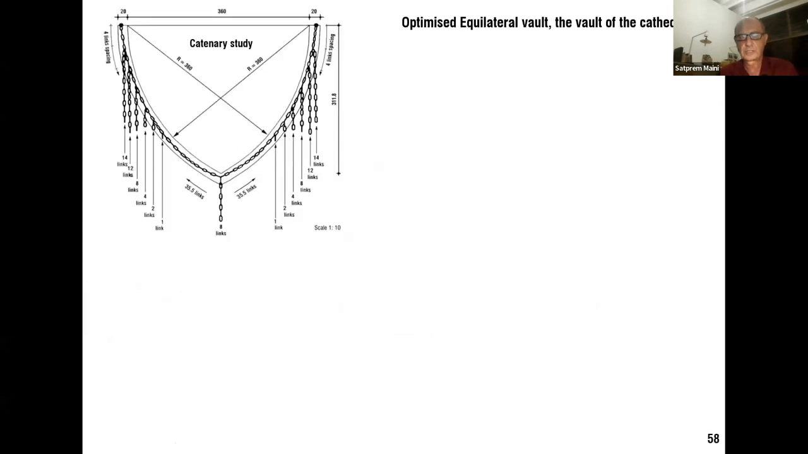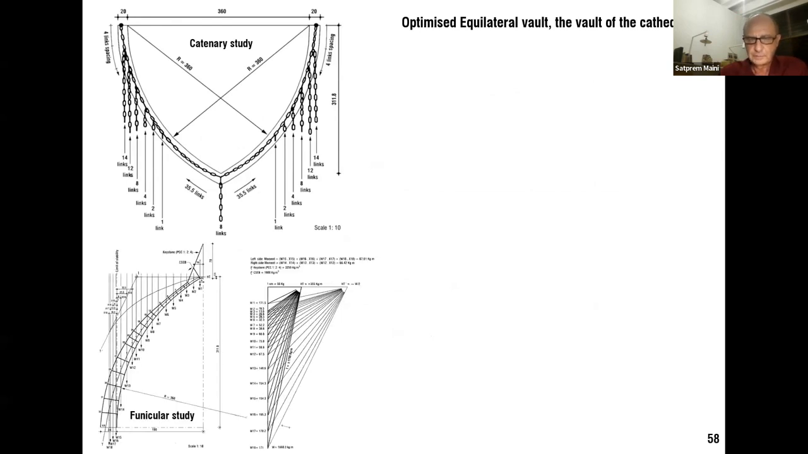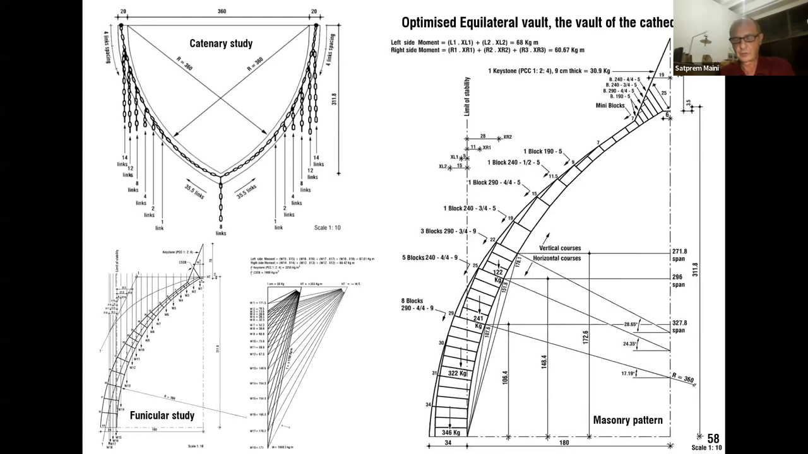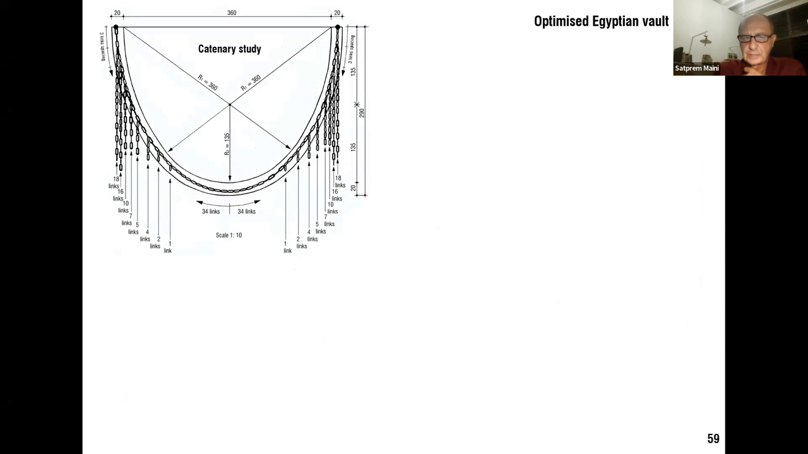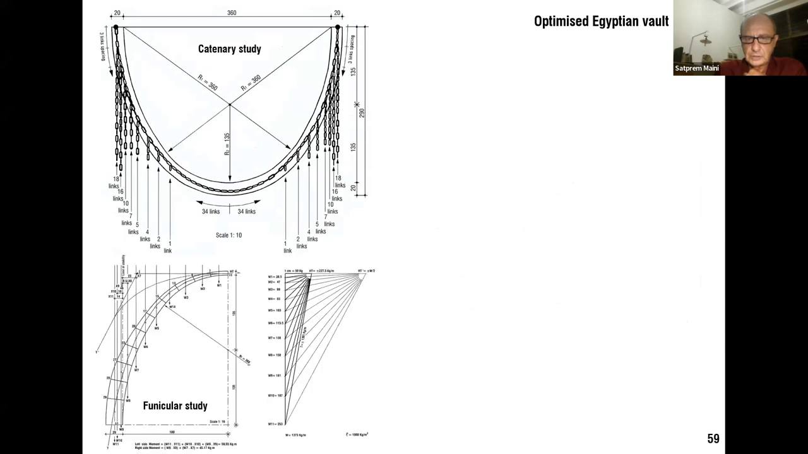Examples now for a catenary study for equilateral vault. So now the funicular study and the masonry pattern. So this is a section for the living room of my house. Then example of a catenary study for the Egyptian shed board, catenary study, funicular study, and masonry study, masonry pattern.